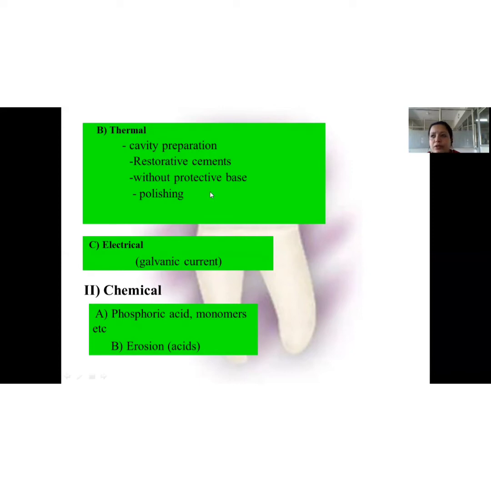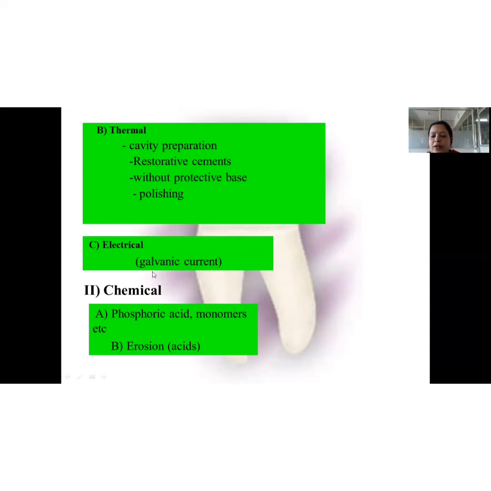And if we don't use a protective base and insulating base onto the floor of the cavity, then there may be pulpal trauma. And excessive polishing may also lead to thermal injury to the pulp.